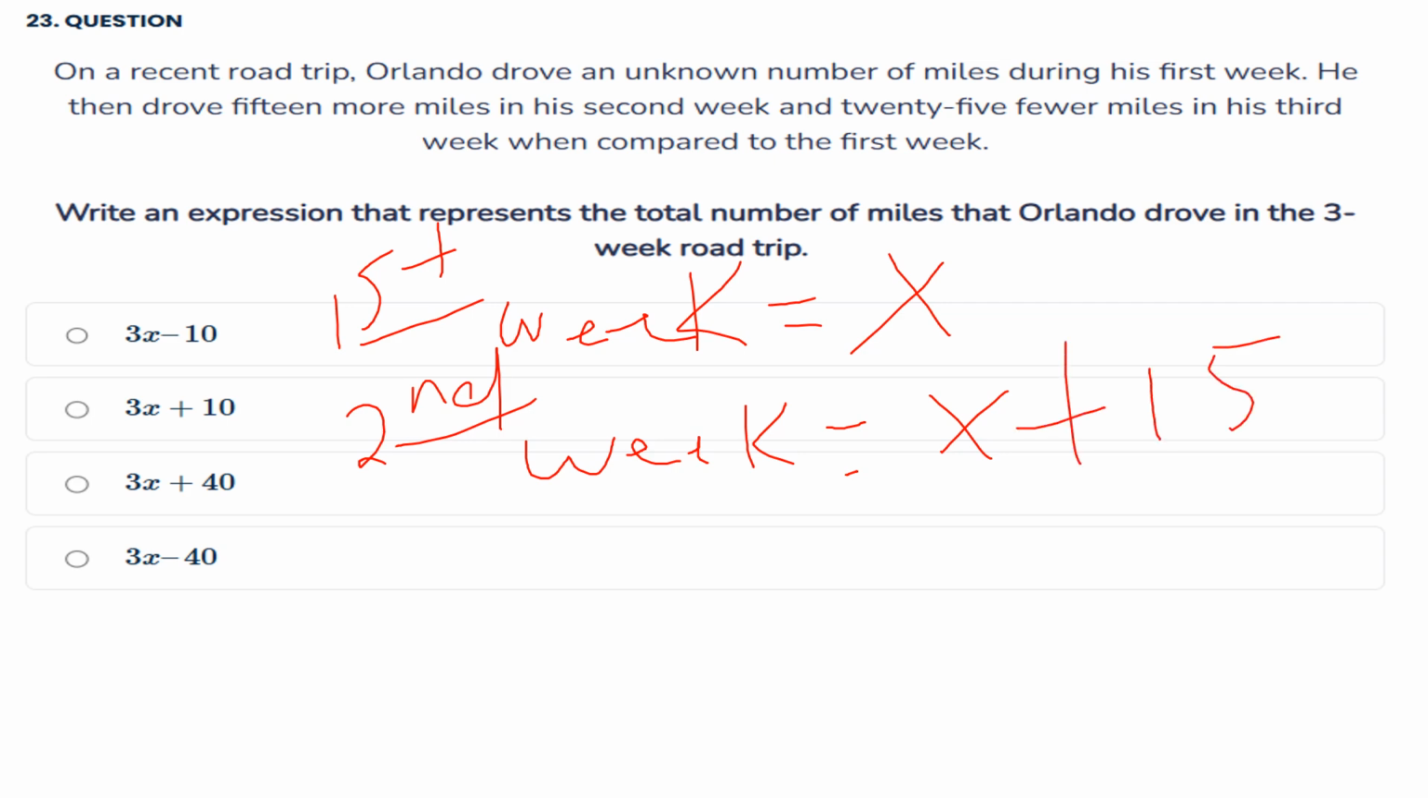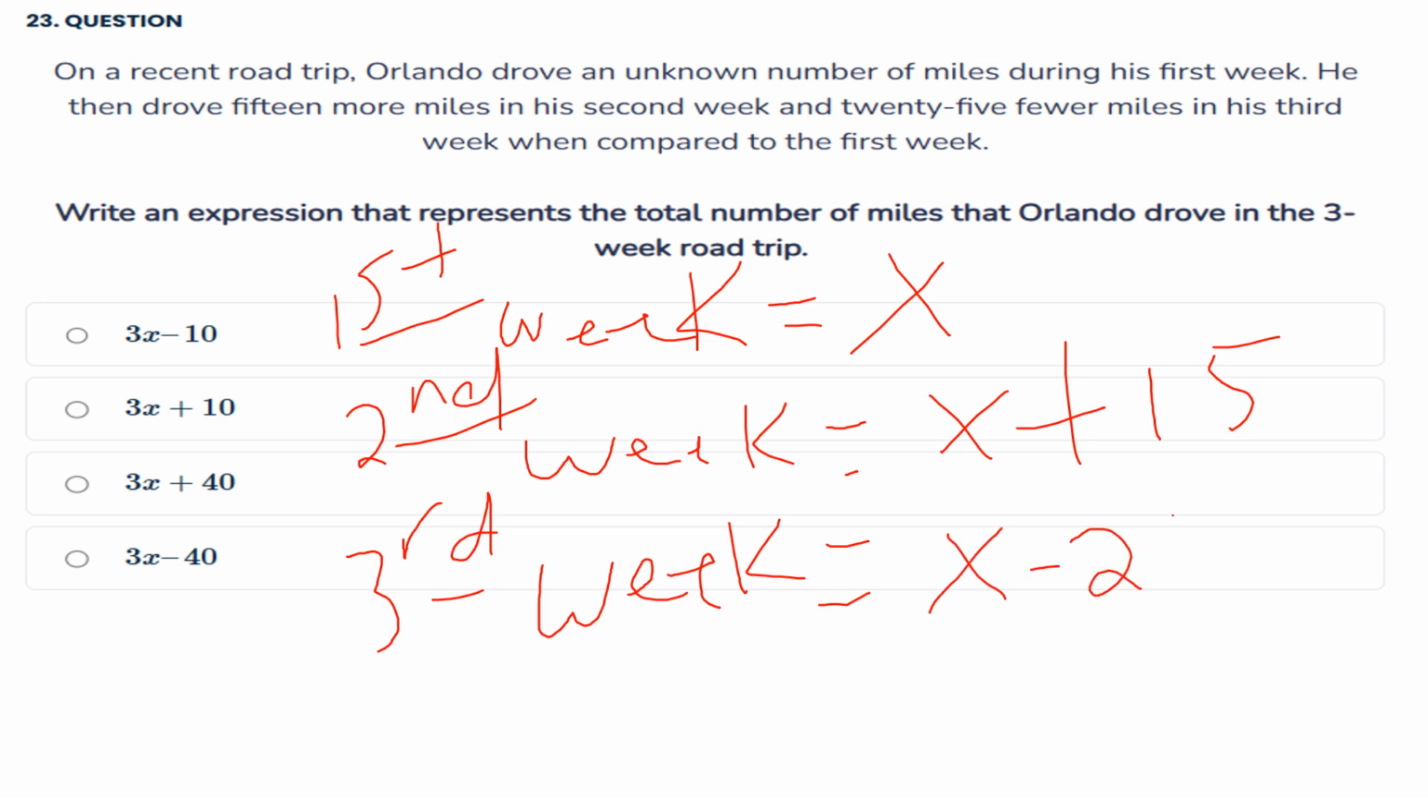And then it says, and 24 fewer miles in his third week when compared to the first week. So the third week is going to equal X minus 25. All right, so at least we have our weeks set up.